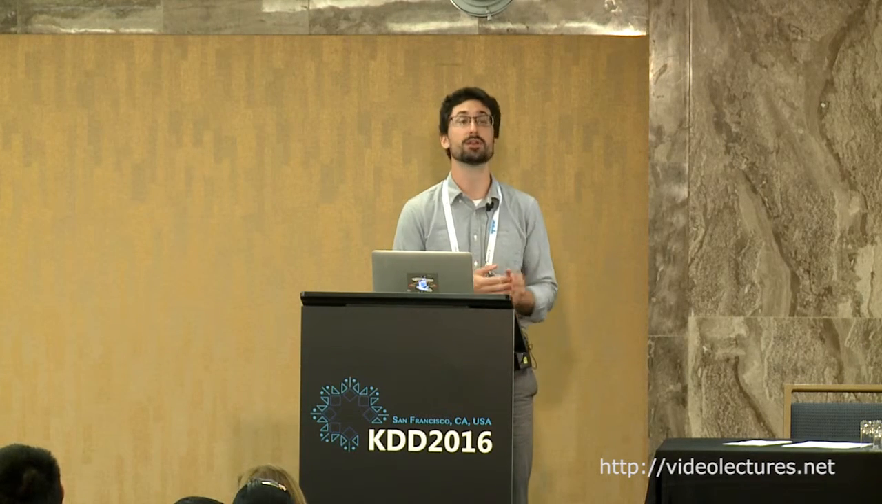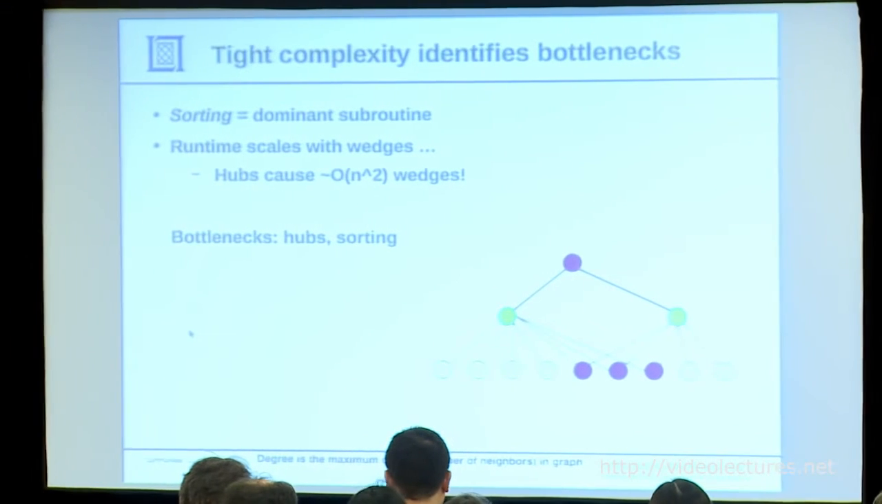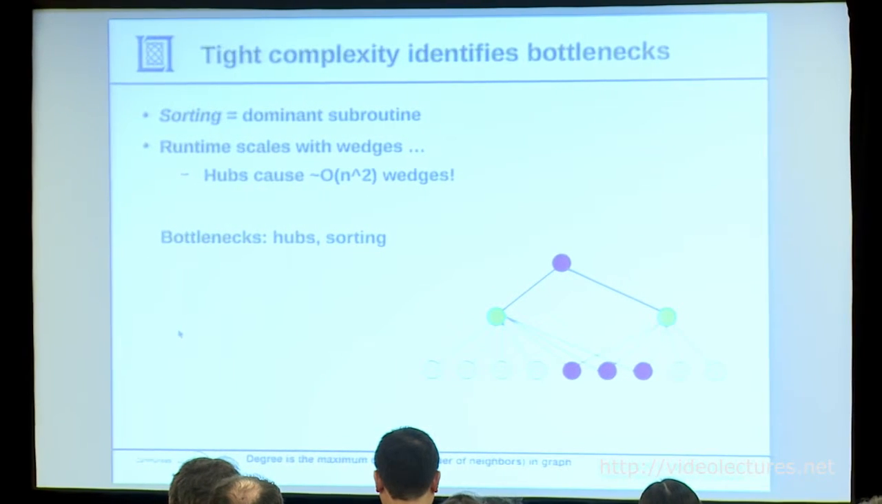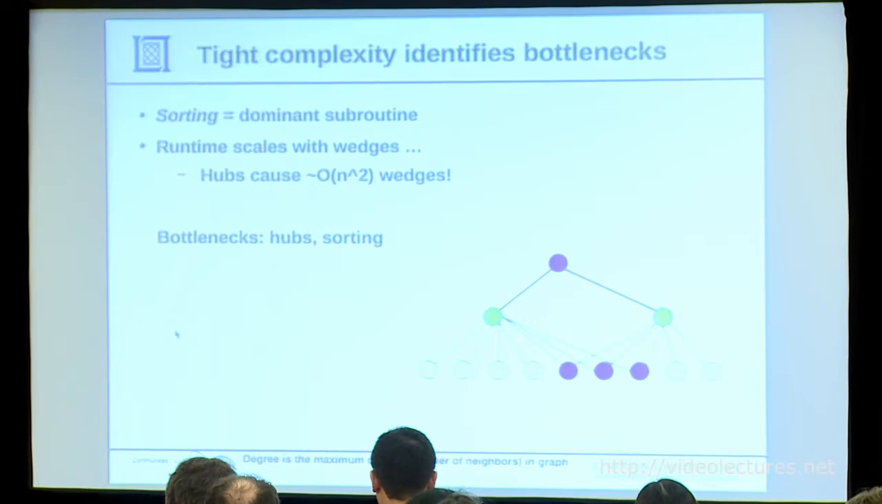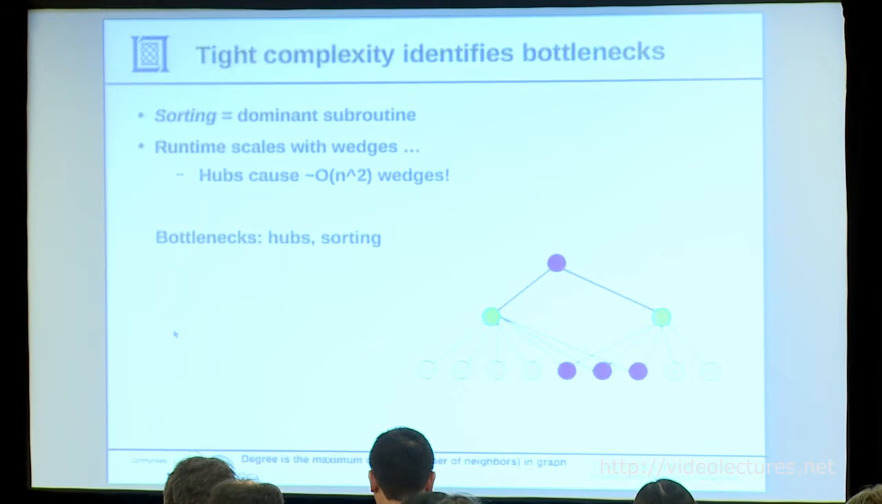All right, so what have we learned? Sorting is the dominant subroutine, just to review. Runtime of this algorithm scales with wedges, really with a sort on wedges. Maybe we can do something about that. And hubs are a real big problem for us. So these are the bottlenecks, hubs and sorting. Those are the bottlenecks that we want to address. And this wouldn't be possible without that tight complexity analysis that I really want to emphasize, I think is important.